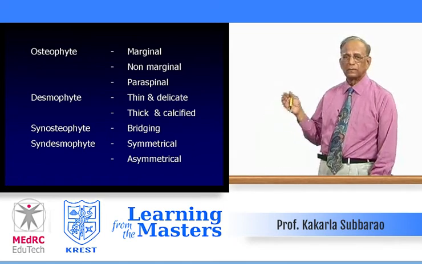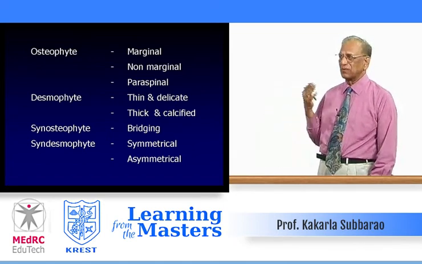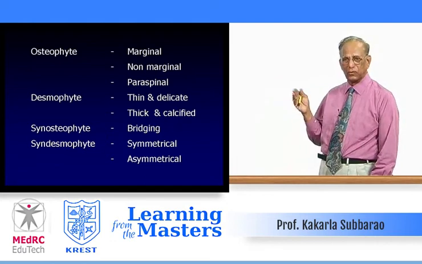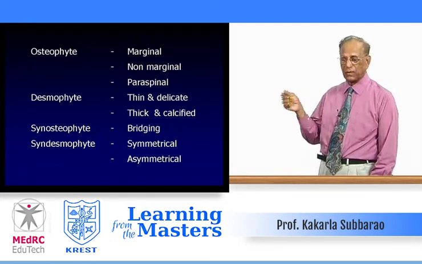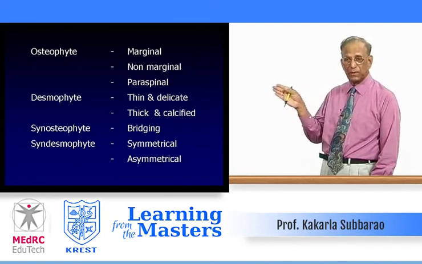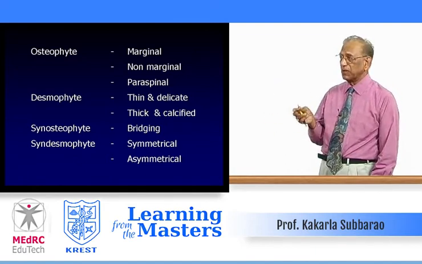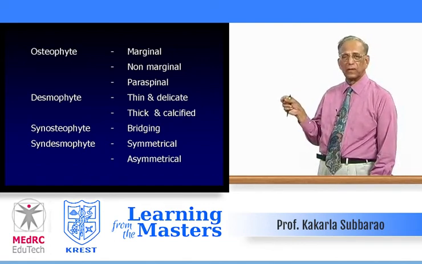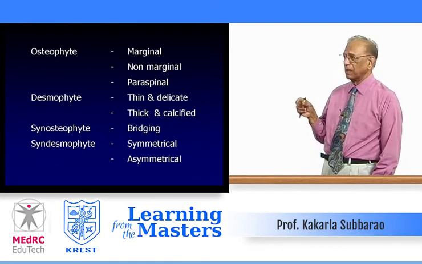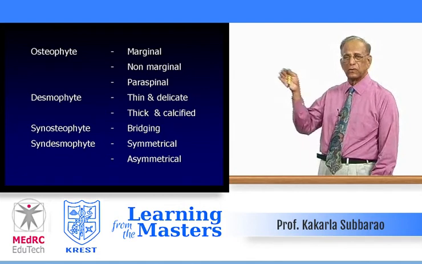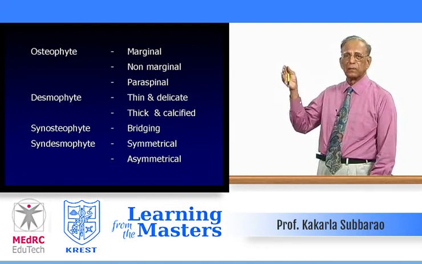And then the definition of phytes. What is a phyte? An osteophyte could be marginal. In your description, you have to say marginal osteophytes or non-marginal. Paraspinal, apart from the spine. A desmophyte is a thin and delicate fibrous type of lesion with calcification. And syndesmophyte, synosteophyte: syn means bridging it together.